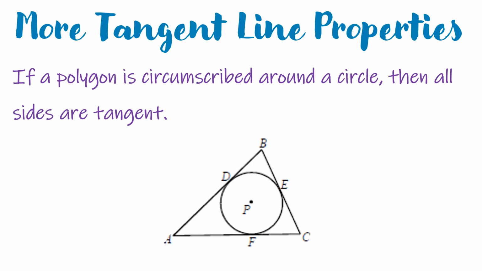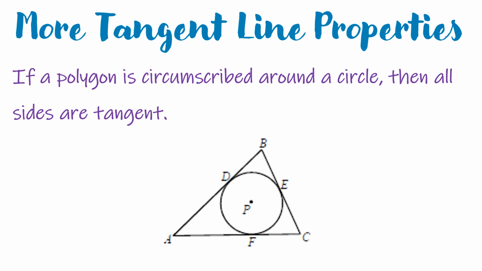Our last tangent line property has to do with a circumscribed polygon. A lot of times this is going to be triangles, but this does work for any other polygon. Earlier in the unit, we talked about inscribed quadrilaterals, which were quadrilaterals inside the circle. Circumscribed means that it's outside, around the circle, but still touching the circle.